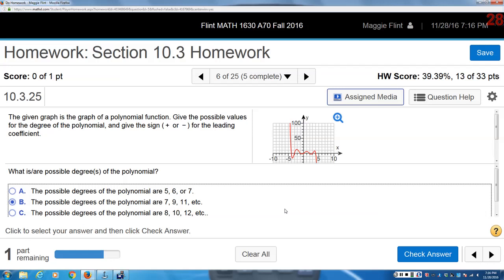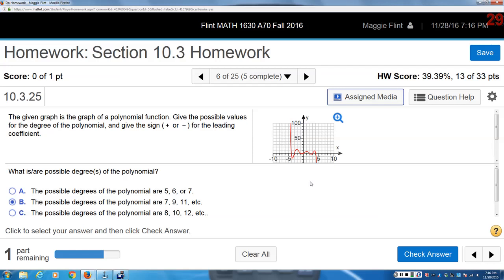Now let me explain to you why it might be 7, 9, or 11. It has 1, 2, 3, 4, 5, 6 peaks. The number of peaks it has tells you what the highest possible power could be. It's got 1, 2, 3, 4, 5, 6 peaks, so the highest possible power would be 7. It always has one more on the power than what it does terms.